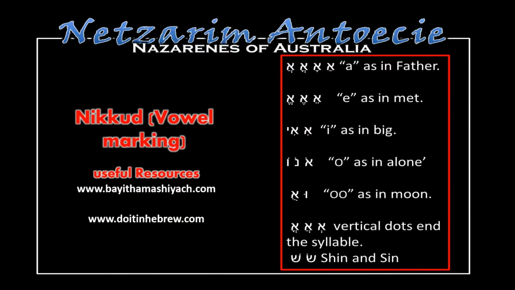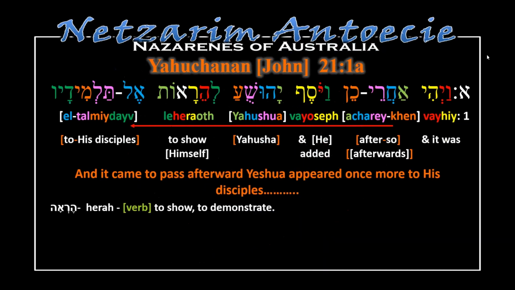And as usual, we have the Nakud, the vowel markings, with the useful resources, which I hope you take advantage of, and a way that we can express the vowels through just giving you some examples of the sounds. So let us begin. And of course, 1 is represented with an aleph, the first letter of the alphabet. So as is our custom, we'll go through the letters first.